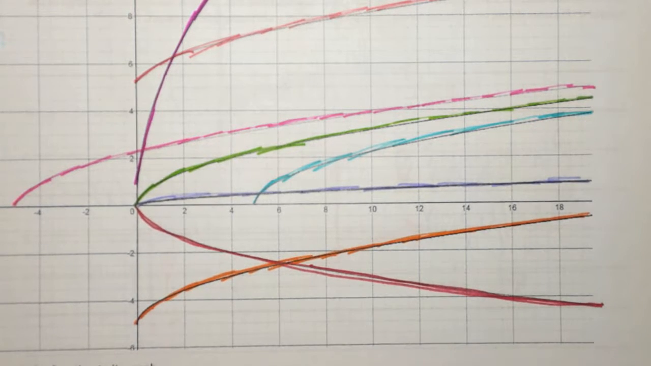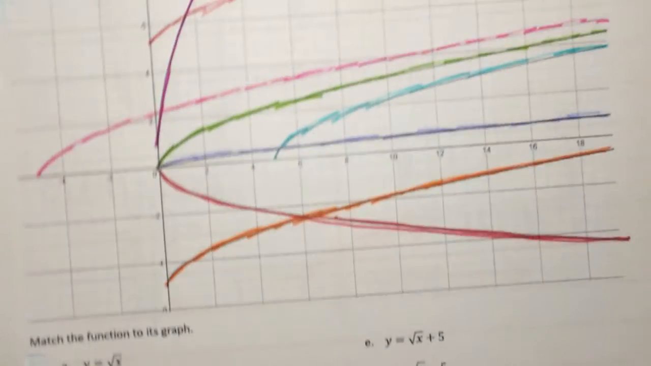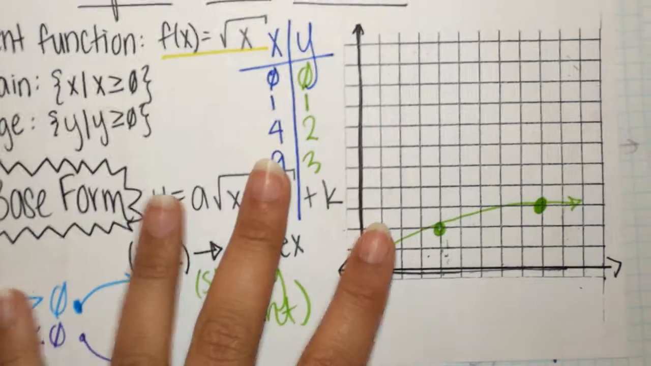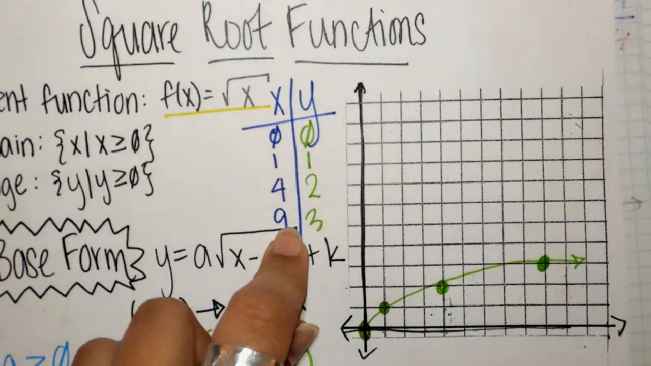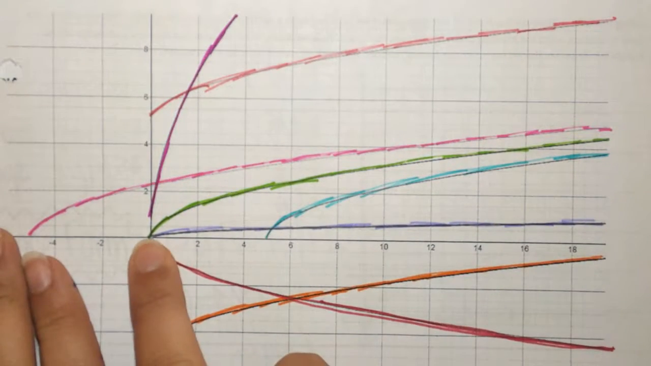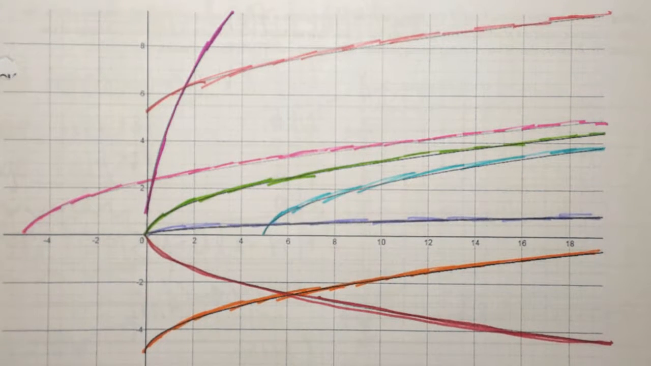Alright, so this activity talks about transformations. So what we're going to do is we're going to match the function to its graph. And we're going to start with the parent function. Now, based on what we know with our parent function, which was this beginning one that we did, we know that the values are 0, 0, 1, 1, 4, 2, 9, 3. So let's look for the graph that looks like it crosses 0, 0, 1, 1, 4, 2, 9, 3. Which one do you think that is?